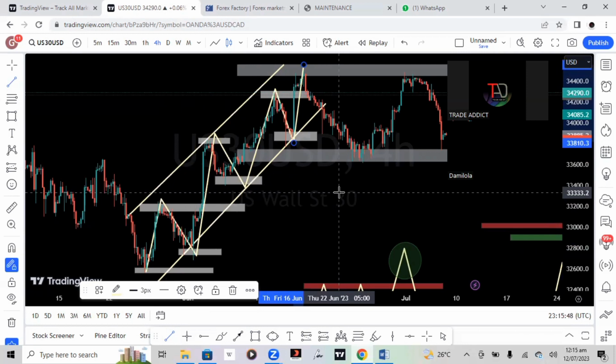But in the ranging market, price will be fishy, and it is expected of us to stay away from such markets. So instead, we need to wait for what we call a break and retest, maybe at the top or at the bottom, to finally get a direction.